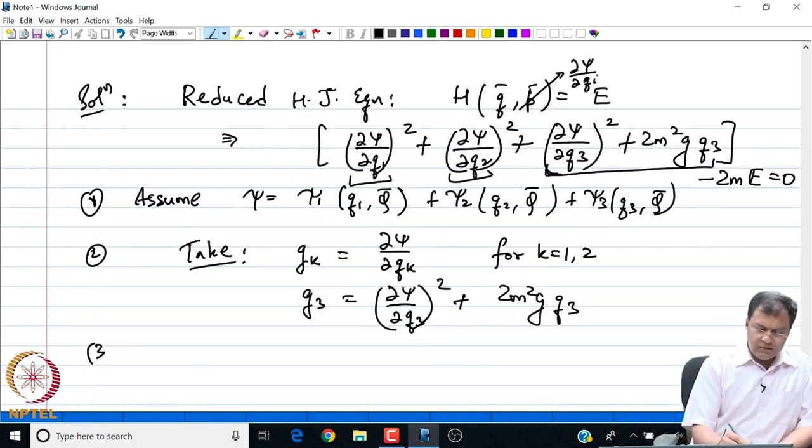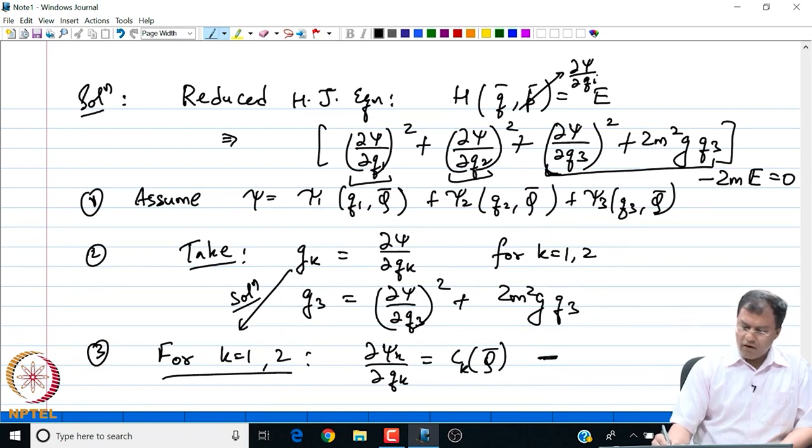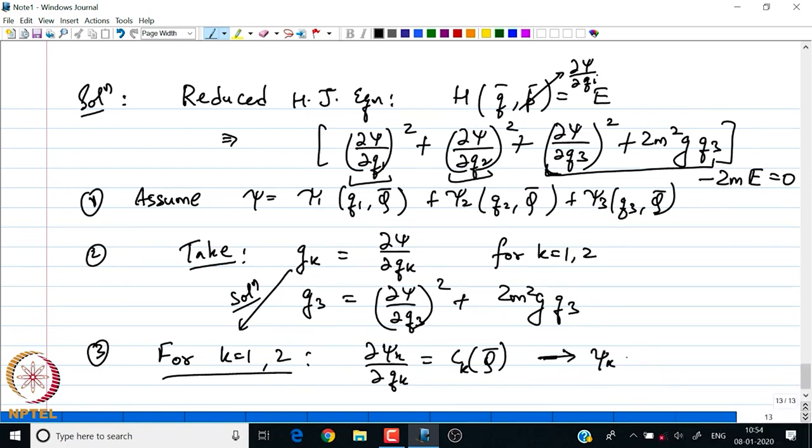Then the third stage involves the solution to these equations to find psi_k's. Note that for k equal to 1 and 2, the solution methodology is identical, and we see that del psi_k del q_k is equal to a constant c_k as a function of the generalized coordinate. Or from here, I see that psi_k is c_k times q_k plus a constant k_k of q bar. I have just integrated this. We see that psi_k for k equal to 1 and 2 are linear functions of the respective position coordinates q1 and q2.